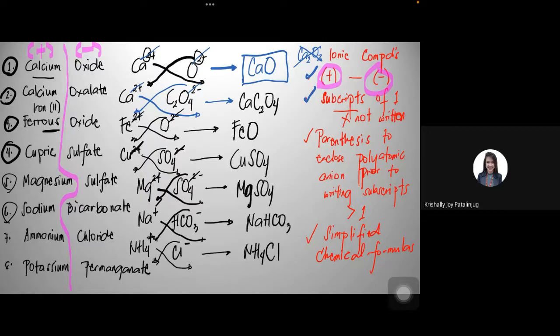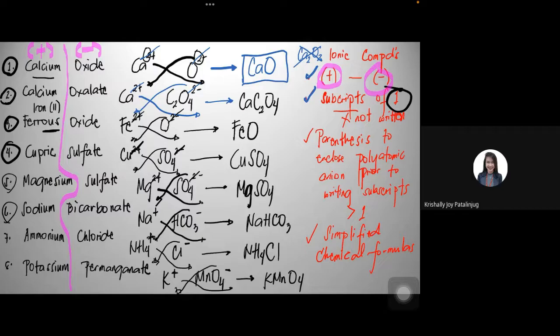Then lastly, we have potassium permanganate. Potassium is K plus, and then permanganate is MnO4 negative. Upon crisscross method, crossing over the numerical values of the charges, you can still obtain a subscript of 1. You just have to write it this way. So this would be the final chemical formula of potassium permanganate.